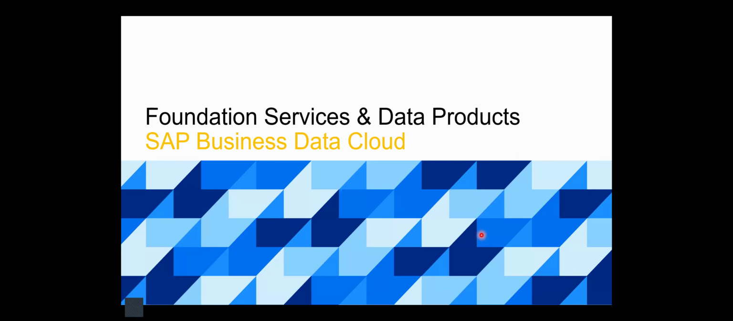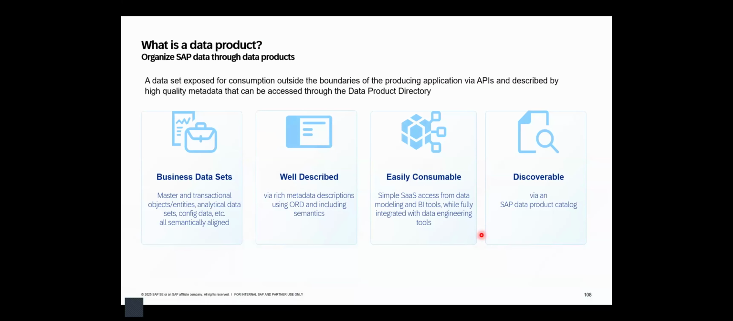So now we can have a look at the foundation service layer of business data cloud, along with the building block of foundation services, and that is data products. Now, what is a data product? Before diving into the foundation services, let's understand what exactly a data product is. A data product is a data set that is exposed for consumption outside the boundaries of the producing application via APIs. So data products could be of type master data and transaction data.